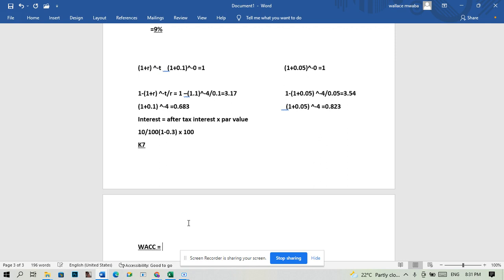equals VE over VE plus VD, okay, times KE, right, plus VD over VE plus VD times KD (1 minus T).